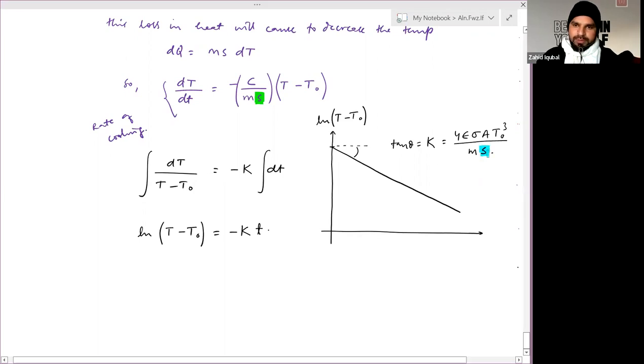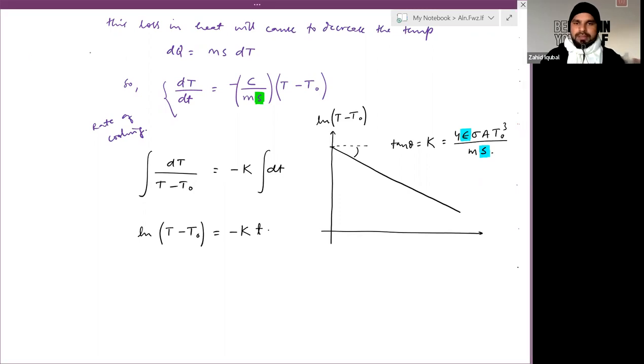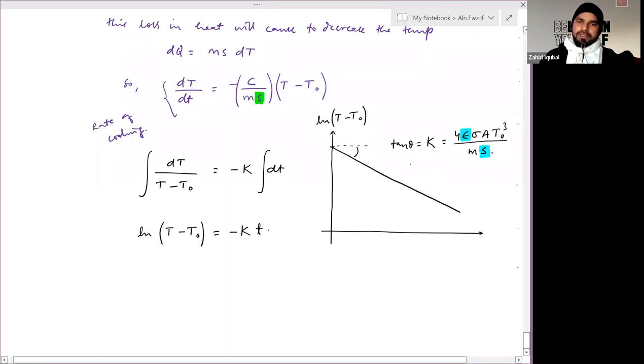From this, we can say this slope depends upon two factors. First is the specific heat constant. Second is epsilon, which is called the emissivity of the substance. So the greater the slope of this curve, the smaller the specific heat and the larger the epsilon, and vice versa. Ifra, any doubt? No, sir.